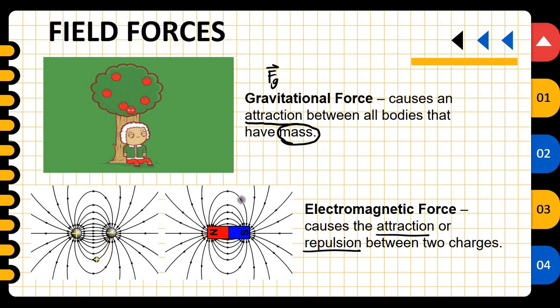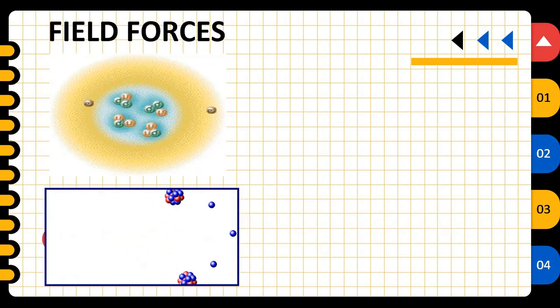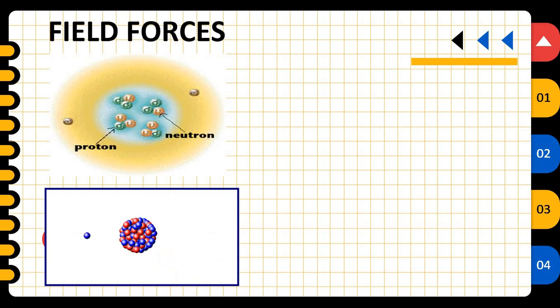Alright, so let's say for instance, for attractive forces to happen, a positive sign and a negative sign of charges shall exist, and for repulsion to happen, both positive charges could do that, or both negative charges could also do that. Alright, so now, aside from these two field forces, there are also two other field forces.